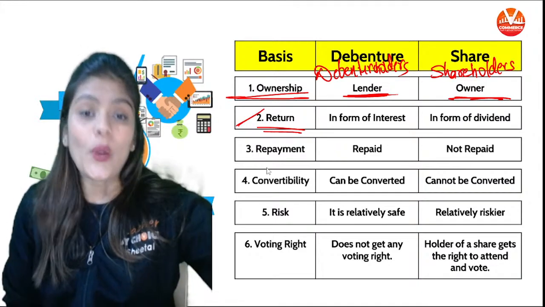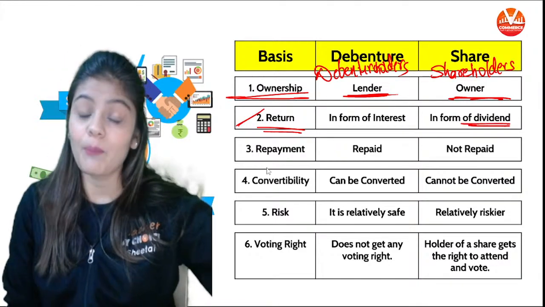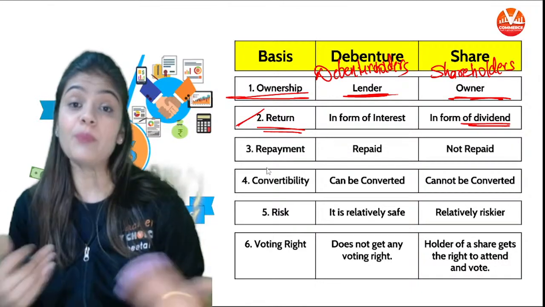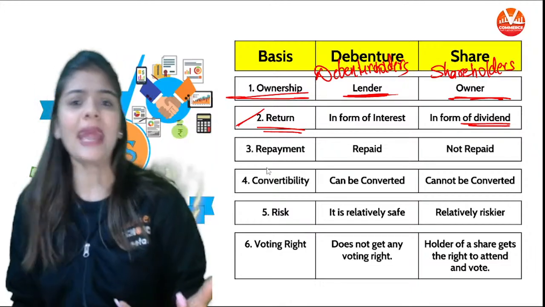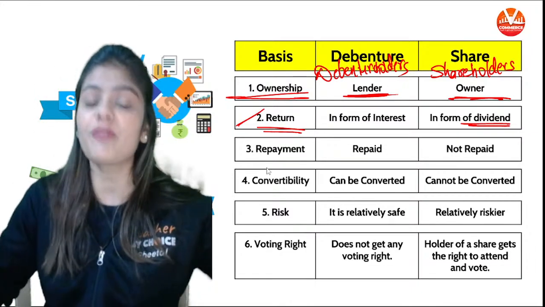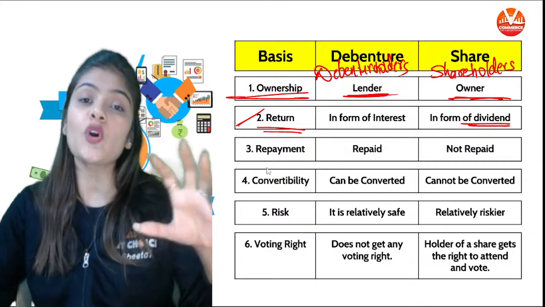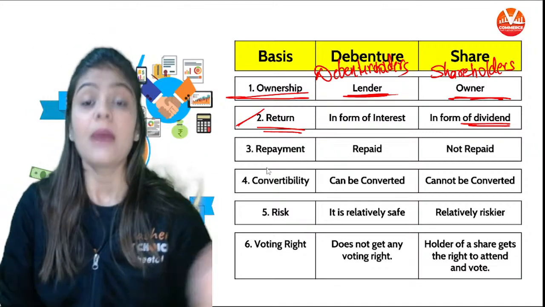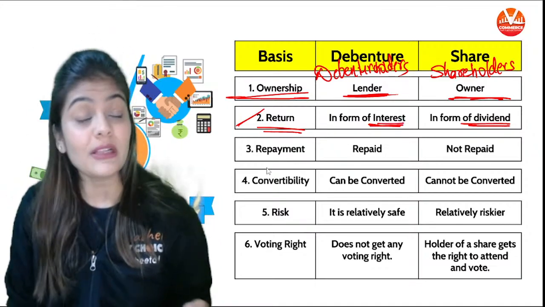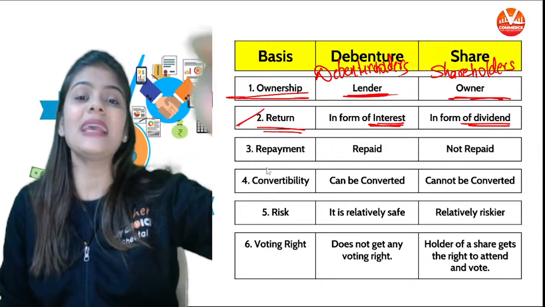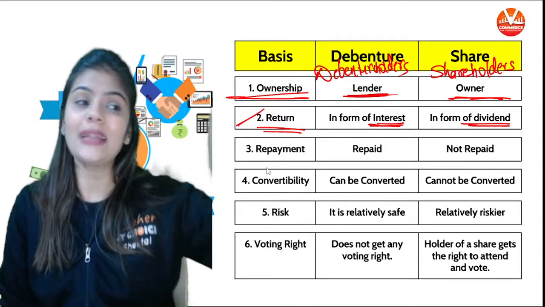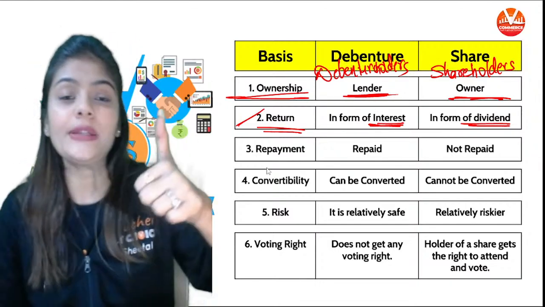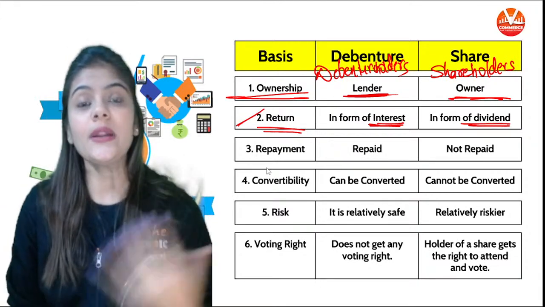So shareholders will get dividend, but it is not fixed. They may get it if company is earning profit, or they may not get it if company is suffering from losses. तो शेयर होल्डर्स को क्या मिलता है? डिविडेंड मिलता है जो कि फिक्स्ड नहीं होता. But debenture holders get interest which is fixed. पहले से ही बता दिया जाएगा डिबेंचर होल्डर्स को that you will get this fixed rate of interest. So debenture holder will get interest, shareholder will get dividend.